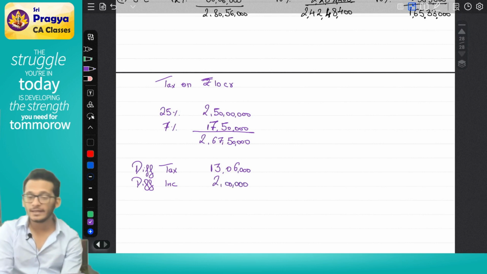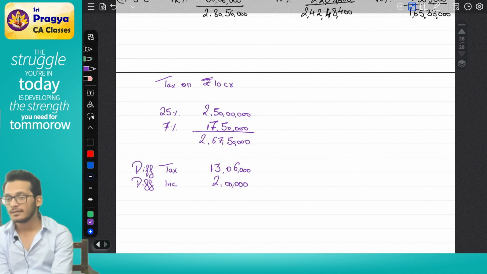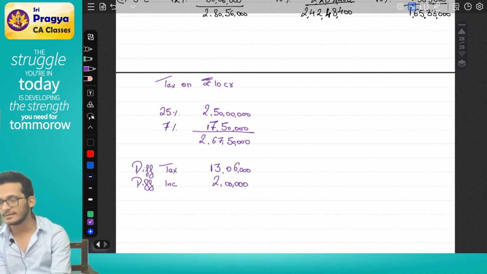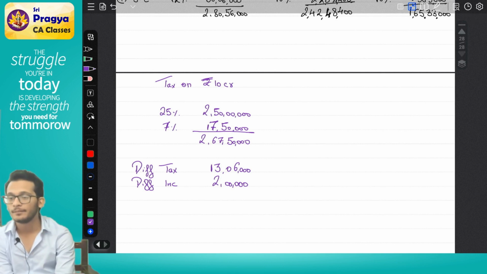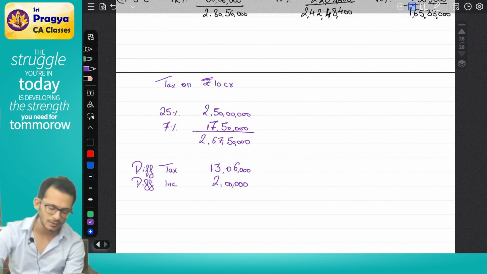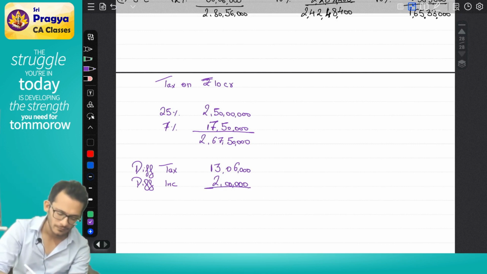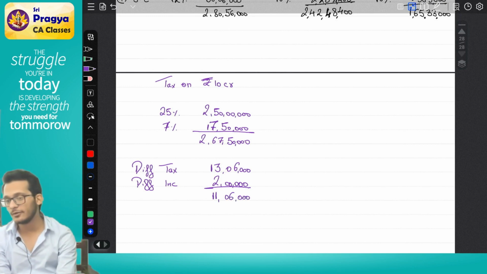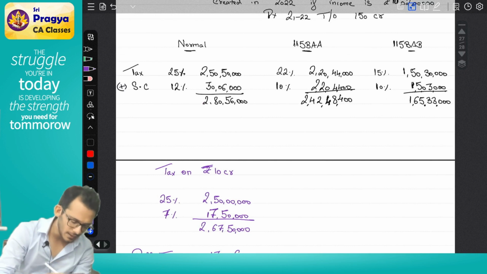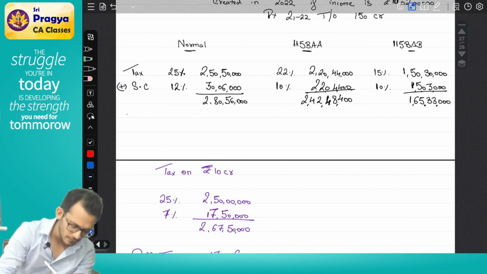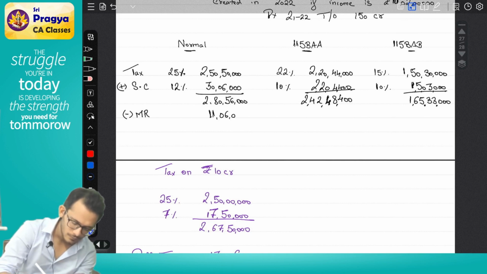Rahul, for earning an extra 2 lakhs, they're asking me to pay an extra 13 lakh 6,000. Will I pay extra 13 lakh 6,000? No, I will say I will surrender 2 lakhs. If I surrender 2 lakhs, I will get a relief of 11 lakh 6,000. Yes or no? Which means my marginal relief on the top is 11 lakh 6,000. Yes, get me the number.